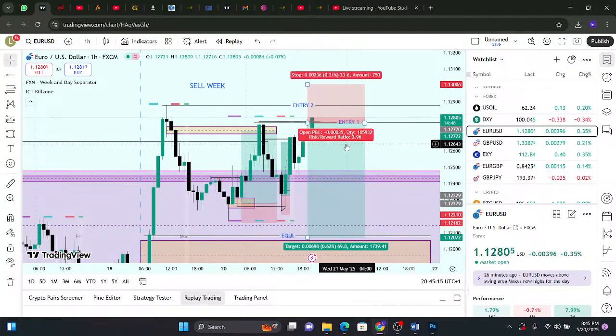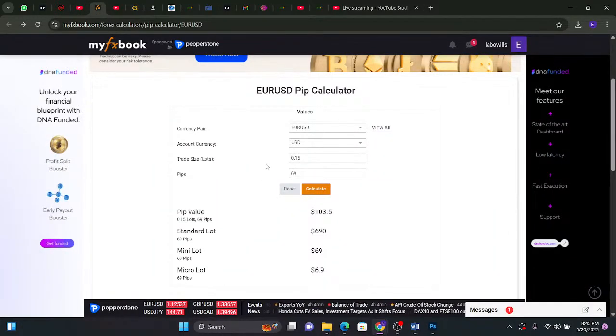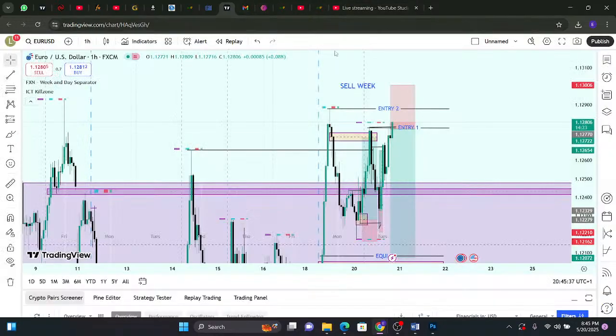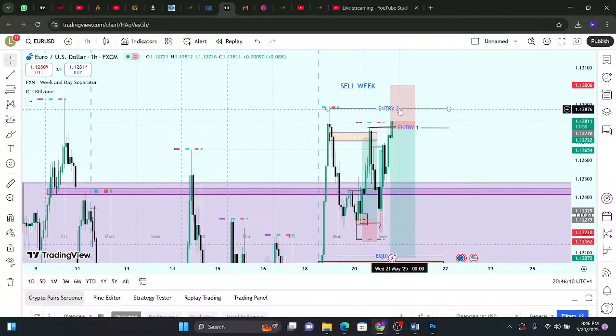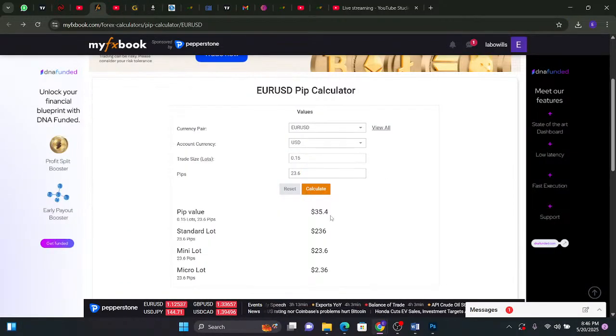We are risking 23.6 pips, which, depending on the lot size you're using, you can calculate. For me, I'm using 0.15 on a 1000 USD account size. You can see it up here, 23.6. So you can go to my FX book, make sure you have Euro USD and US dollar here. This is your lot size. Put your lot size value here, and then the distance of the pips here, that's 23.6. Then you click on calculate. So if we lose that trade, we'll be losing $35.4.